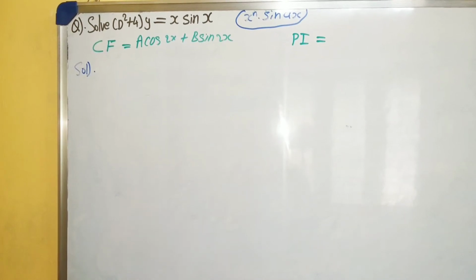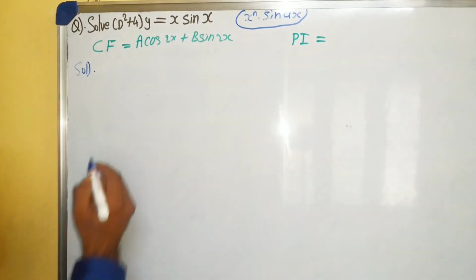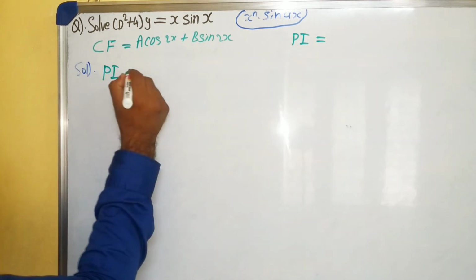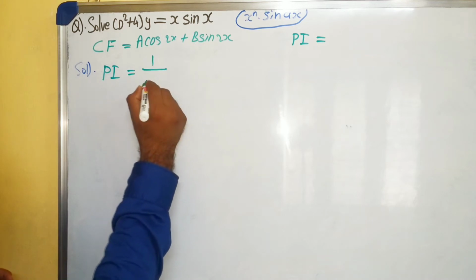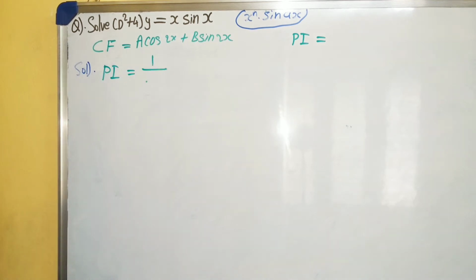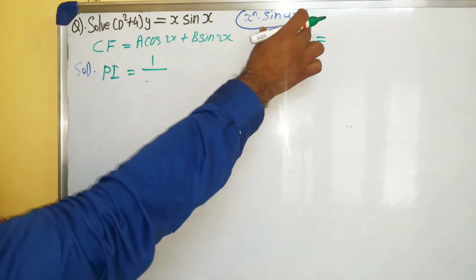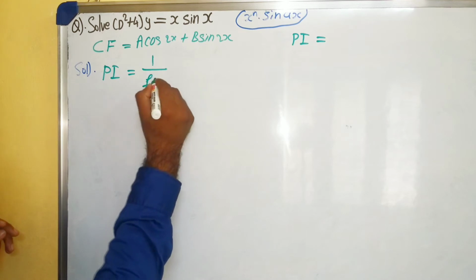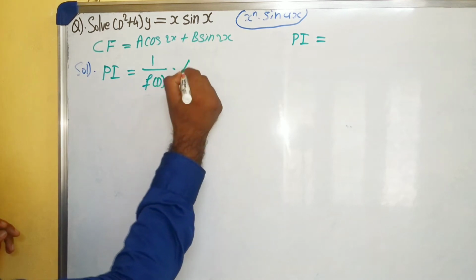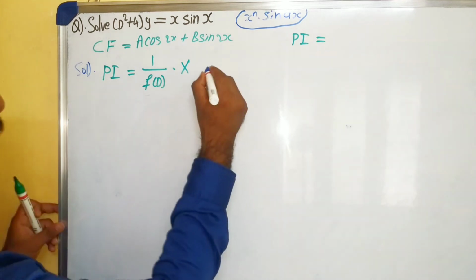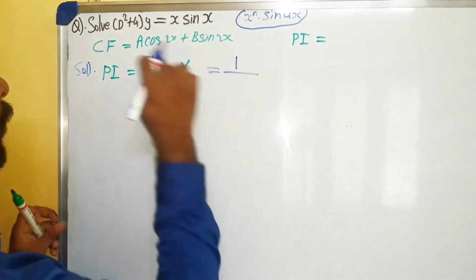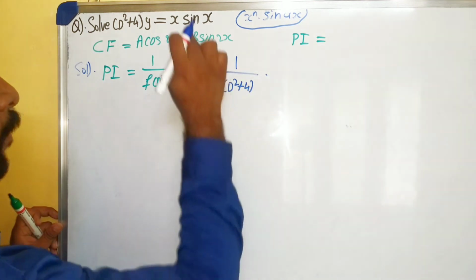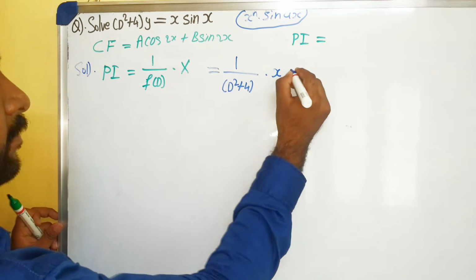Now we continue with the particular integral, and we know the formula to find the particular integral is P.I. equal to 1 by f of d into capital X normally, but here we have a form in the format x to the power n into sin x. Let me write that first. That is 1 by f of d, which is d square plus 4, into capital X, the right hand side, that is x sin x.